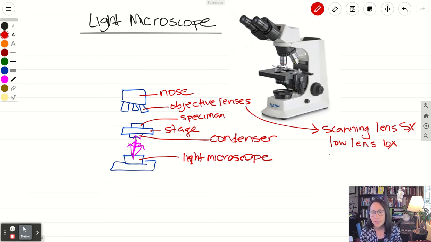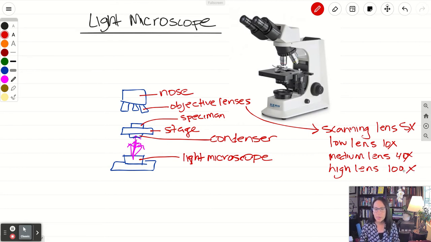Okay, then we have a medium lens, and sometimes that is 40x, and then you have a high lens. Okay, and that is 100x usually. And so depending on how small your specimen is determines which objective lens you're going to use. If it's something that's kind of big that you can see with your naked eye already, you can just use the low lens. If it is something really, really small, like one of your cells, then you're going to have to use the high lens to see it.